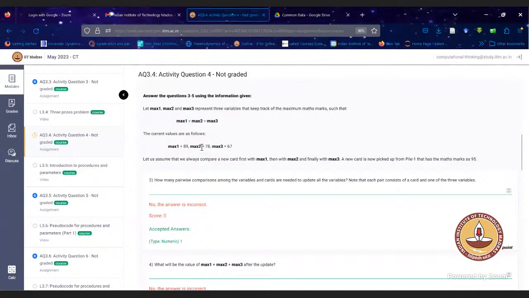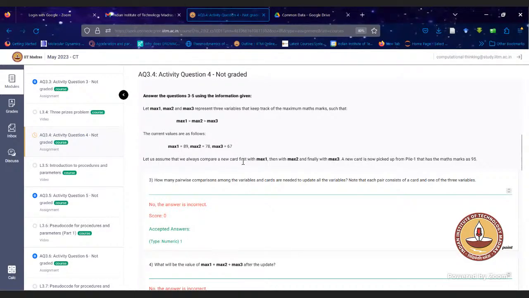Then again it will be compared with max 2. Another pairwise comparison will come, and the maximum will be replaced. Then again it will be compared with max 1. So in this scenario, because you're going with a bottom to top approach, you have 3 pairwise comparisons, because you're comparing one mark with all 3. In the other scenario, you're only comparing with max 1.